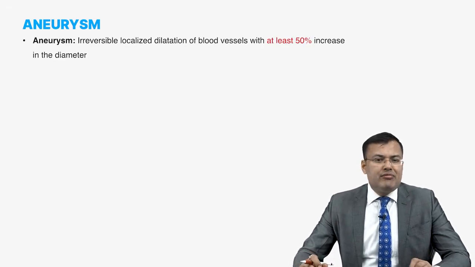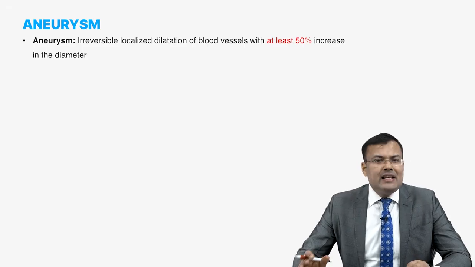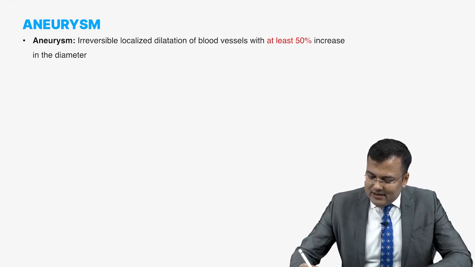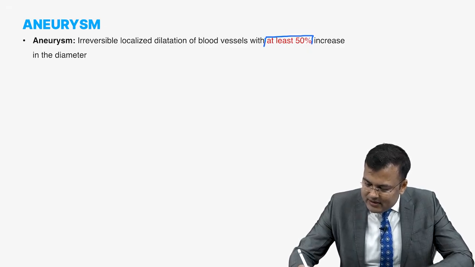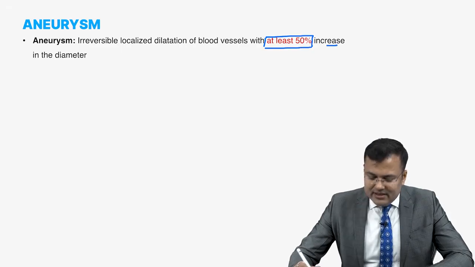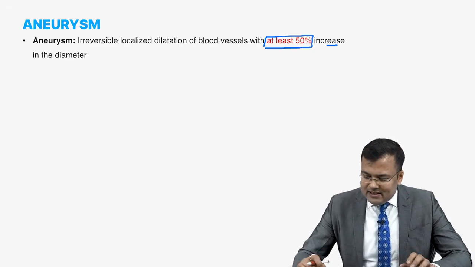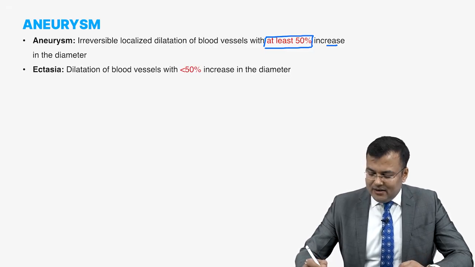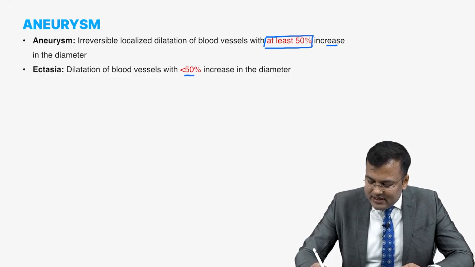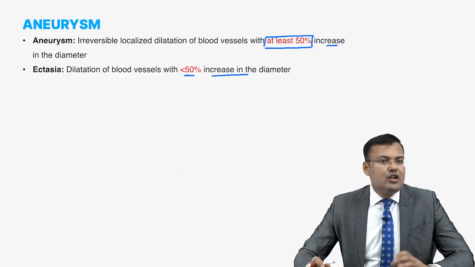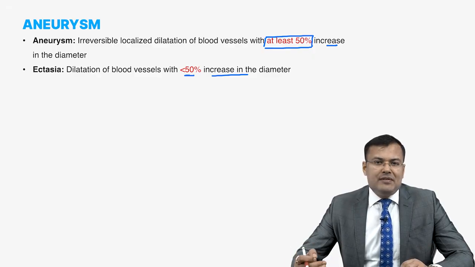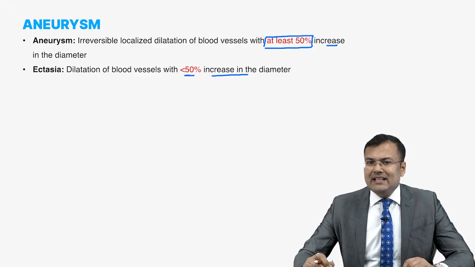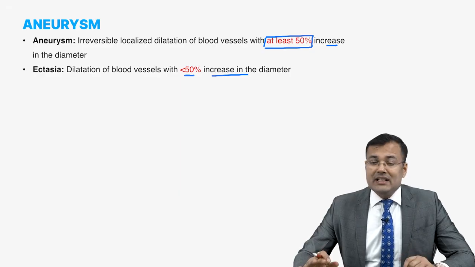Now we are going to discuss aneurysm. First, what is the difference between aneurysm and ectasia? In aneurysm, there is irreversible localized dilatation of blood vessel with at least, remember this, at least 50% increase in the diameter. If dilatation of blood vessel is occurring but there is less than 50% increase in diameter, that is ectasia. So aneurysm: at least 50% increase in the diameter. Ectasia: less than 50% increase in the diameter.